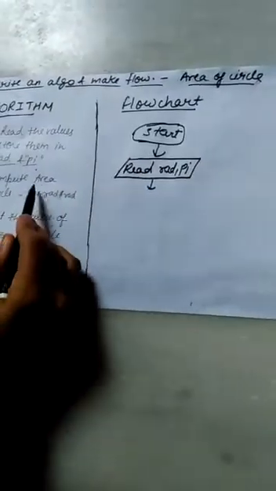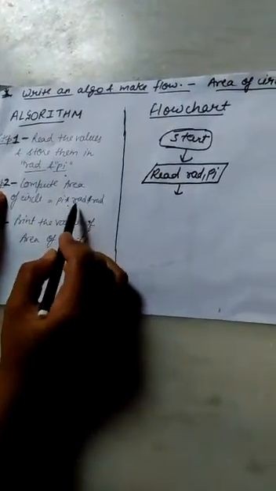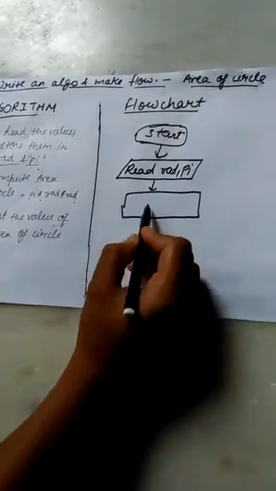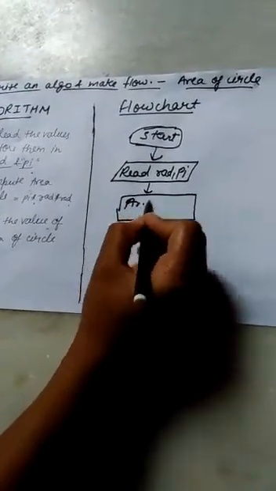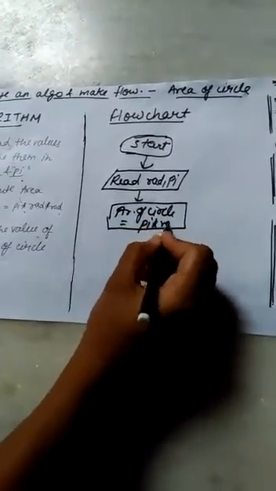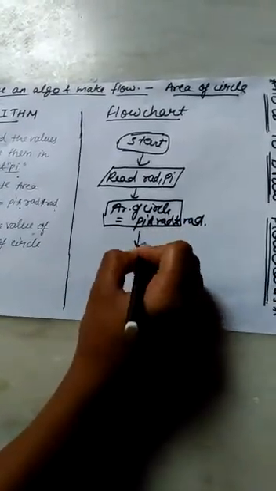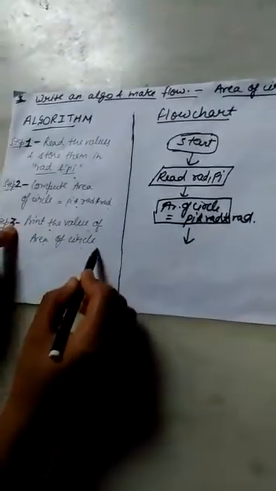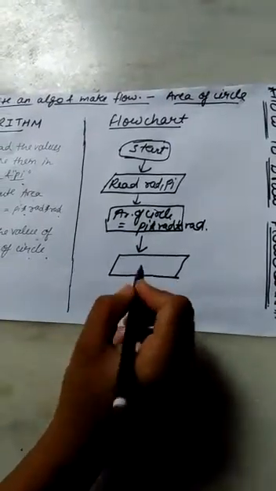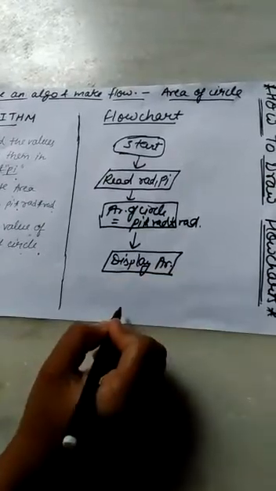Afterwards, it will compute the area of circle, meaning pi into rad, meaning pi into radius. So it will be in a processing box, and the processing box is of rectangular shape. So now area of circle equals pi into radius. Within the box you will write this. Afterwards, they are saying to print the value of area of circle. So in this parallelogram, we are going to print the value. So you will write display area of circle.